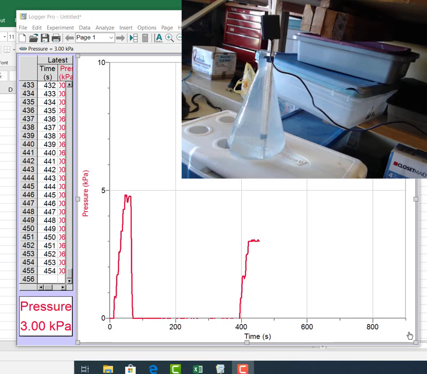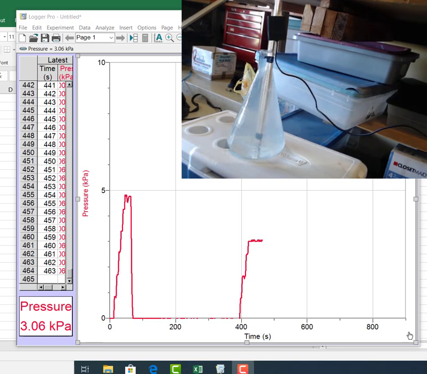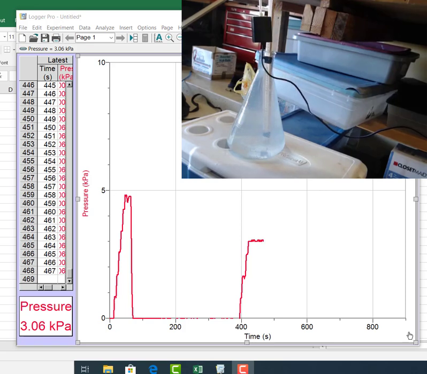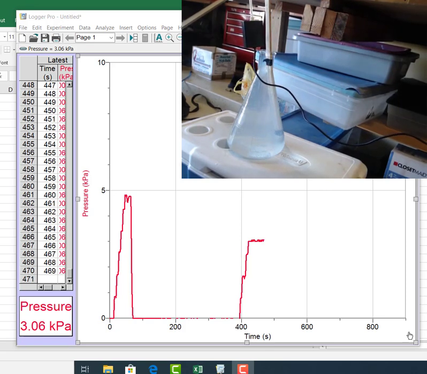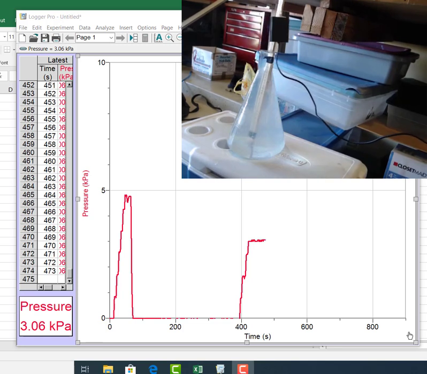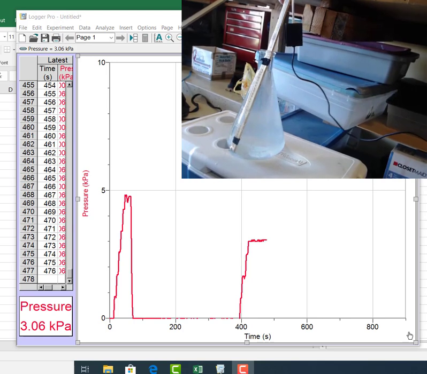Well, I can try it. I'm going to move the meter stick over a little bit. Right now it looks like about 3.0 kilopascals. It's going to vary by a few hundredths, 3.0, 3.06. Let's see what happens when I go over to here. Looks like it's still about 3.06. Go to the other side. Is there any difference over there? I'm still saying 3.06 kilopascals.